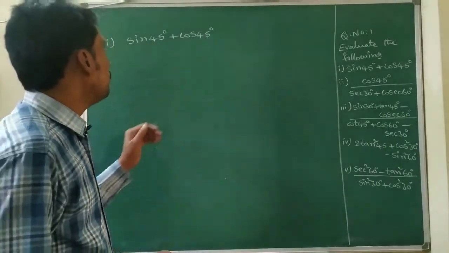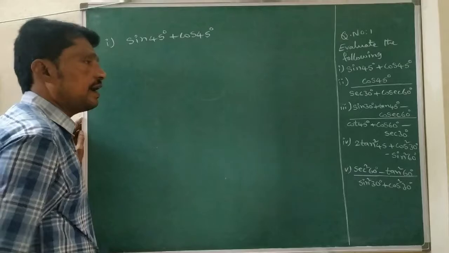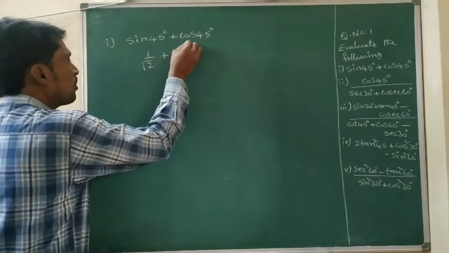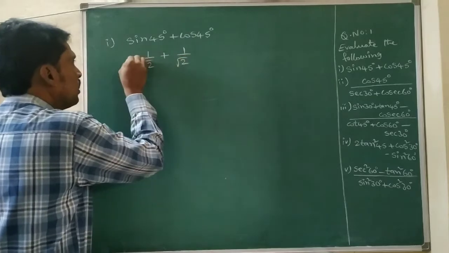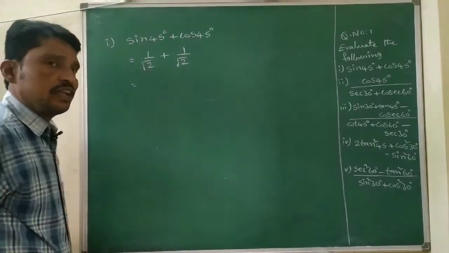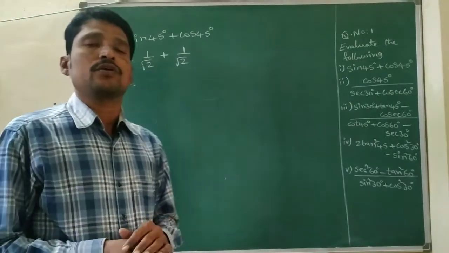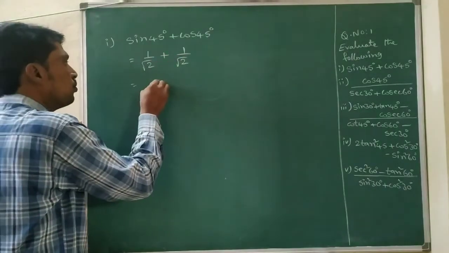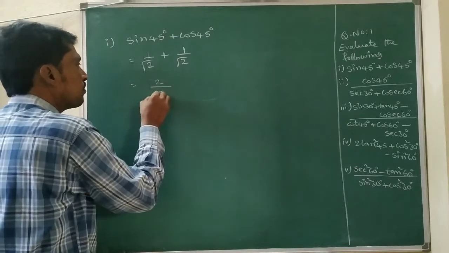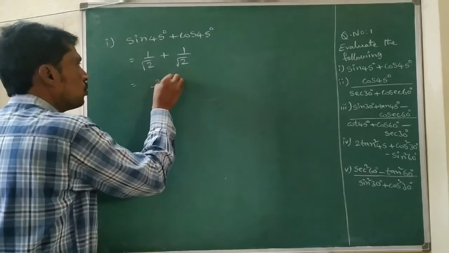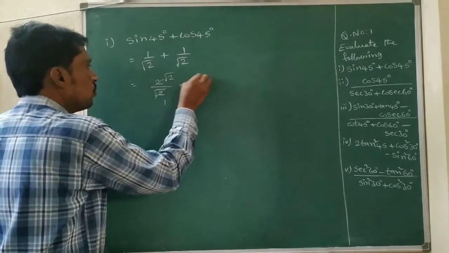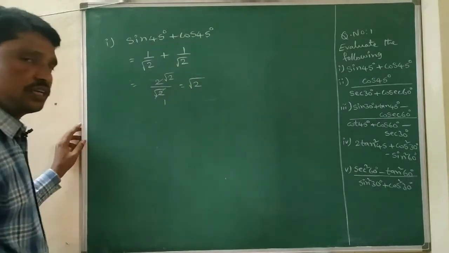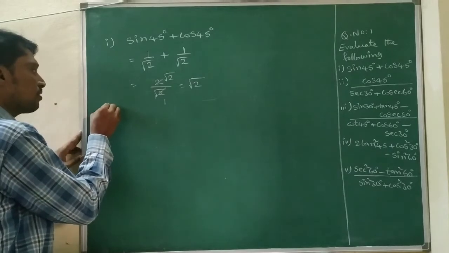So now here what is given? Sin 45 and cos 45. Sin 45 value is 1 by root 2 plus cos 45 value is 1 by root 2. So here denominators are equal. Denominators are equal means we need to directly add the numerators. So 1 plus 1, that is 2 by root 2 as it is. Root 2 into root 2 is 2, so we are getting root 2. So sin 45 plus cos 45 value we got here is root 2. First one it is completed.